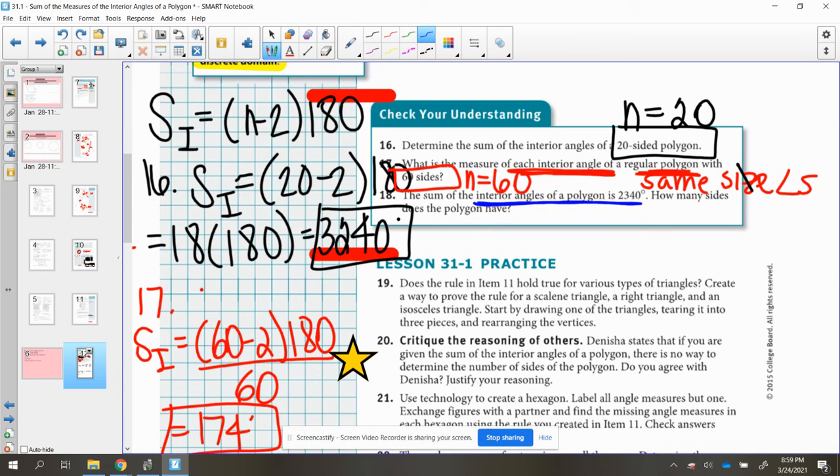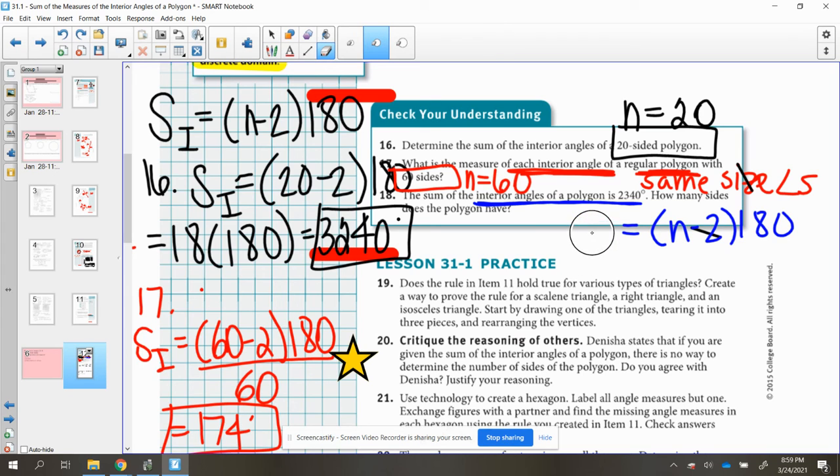Last but not least, the sum of the interior angles is given to us. This time it's 2,340 degrees, and we want to figure out how many sides it has. So this time, when we're looking at the formula, they're actually giving us the total sum. They're giving us this value right here. The sum is 2,340, and we want to find the number of sides, which is this value of n.